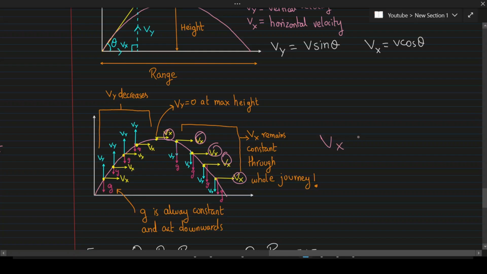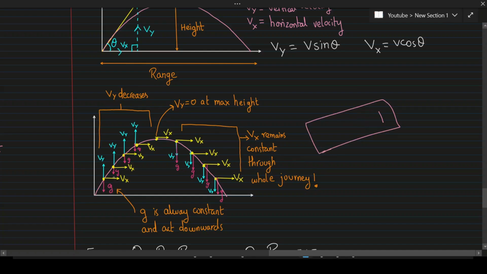So Vx is always constant. You need to remember this. Secondly, G. G is always acting downwards and it is also constant. G is minus 9.81 always throughout the whole journey.